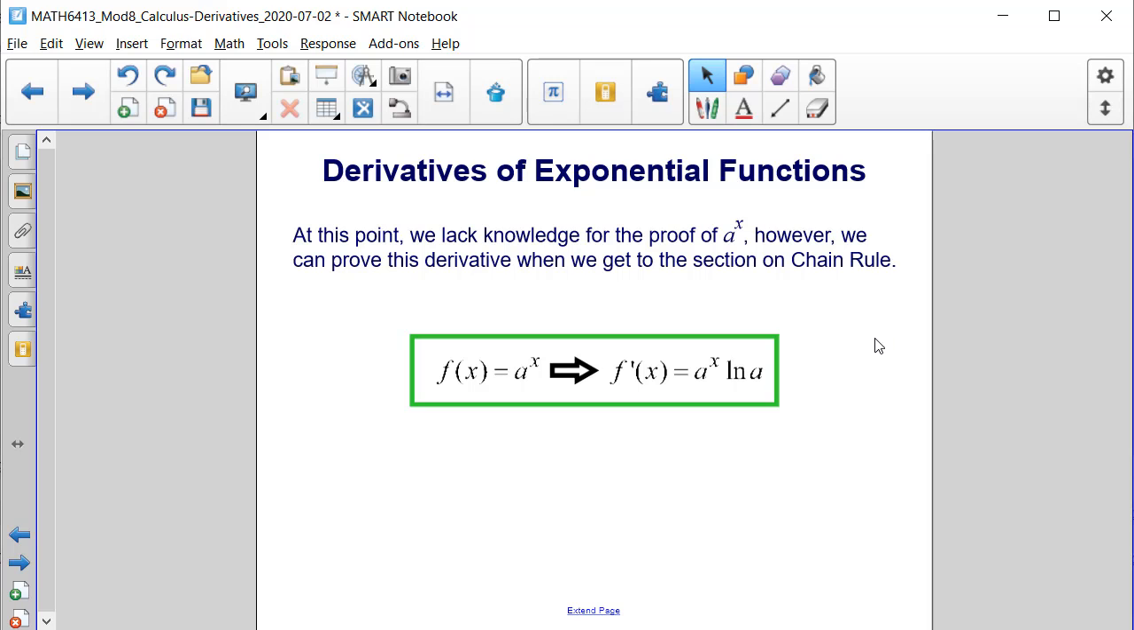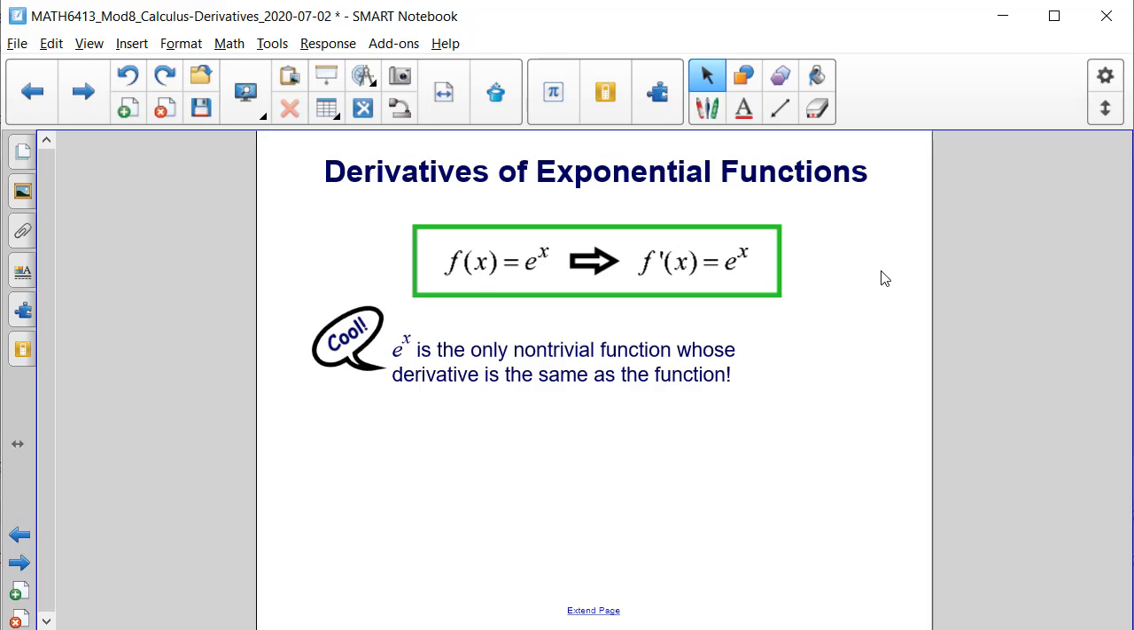At this point, we lack the knowledge to prove the derivative of a to the x, so I'm just giving you its derivative. However, we can prove this derivative when we get to what's known as the chain rule. So for right now, we have to accept that if f of x is equal to a to the x, then its derivative is going to be a to the x times the natural log of a.